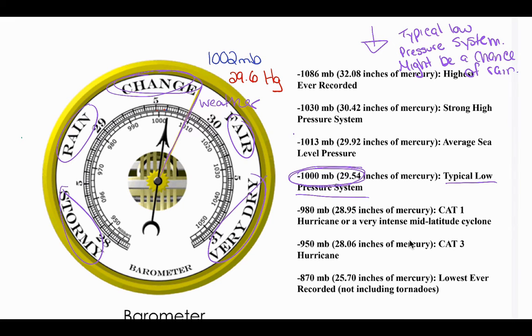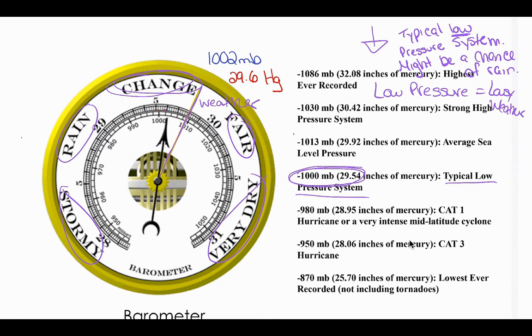Why would I say that there might be a chance of rain? Well, because if I'm talking about low pressure systems, we remember that low pressure equals lousy weather. And that's your rainy, stormy weather. So you could say that it is probably going to have a chance of rain. It could be cloudy. It might be improving, or it might get worse.